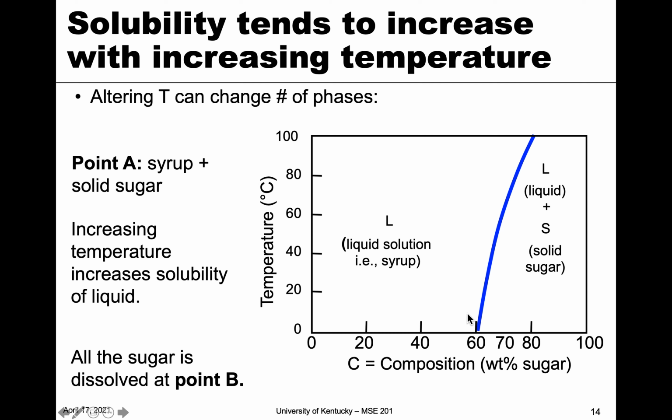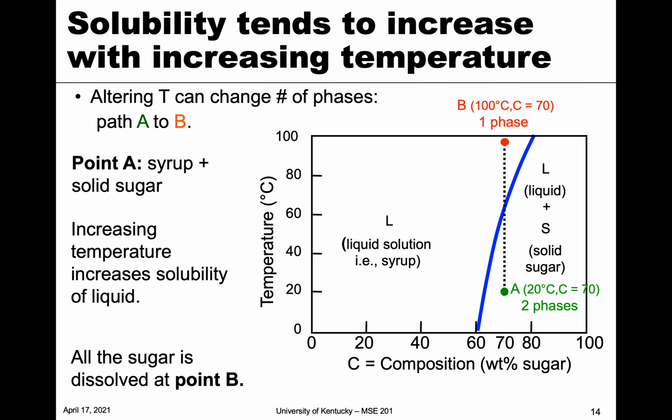So this is true for sugar solutions, but also true for alloys and other materials as well. So that increased temperature allows for more solubility. And so we can look at a given composition, and we can see that if we have 70 weight percent sugar at about room temperature, so 20, then it won't dissolve, so we'll have solid sugar. But if we heat that up to near 100 degrees, it will dissolve, right? And so that's a classic way to increase the solubility.